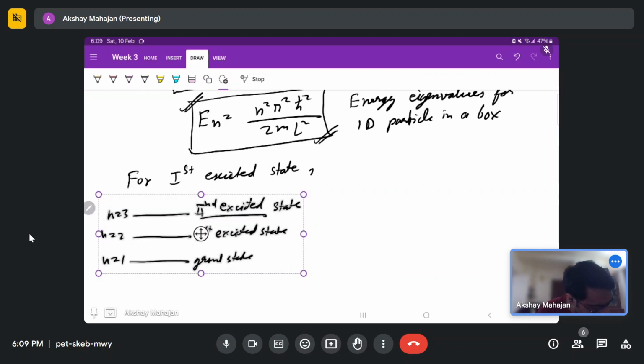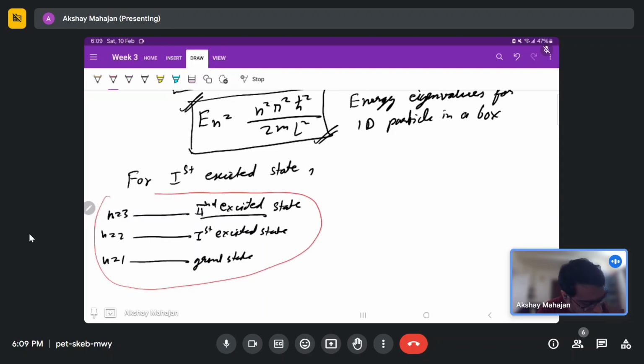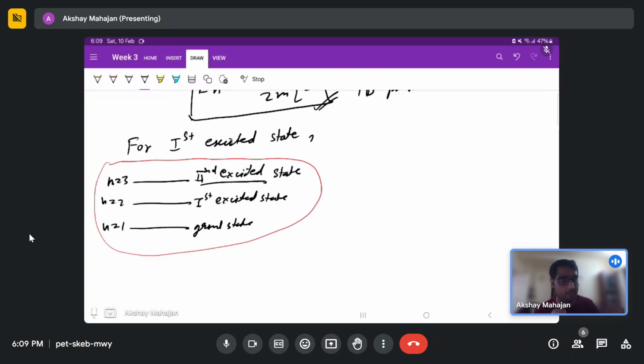Okay, I can't change it. Okay, let it be like this. Okay, let me just this thing. Okay. So this is not for this problem, but this is important that you should remember that you should not get confused. Like if it is second excited state, and n should be equals to 3, and should be whatever the excited state plus 1.